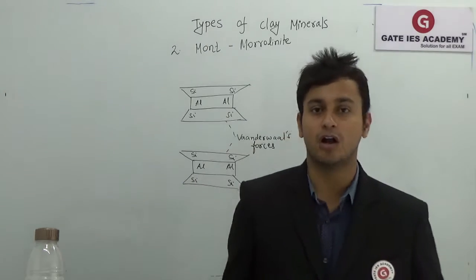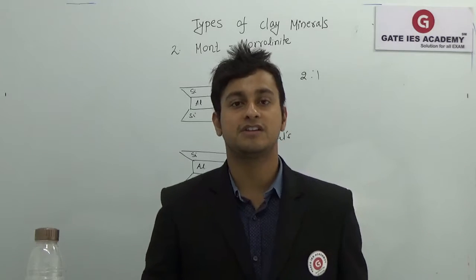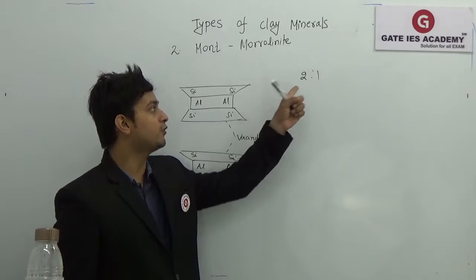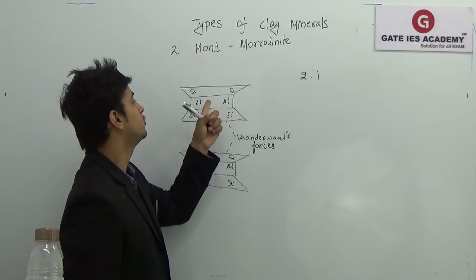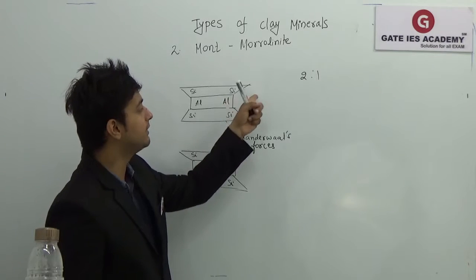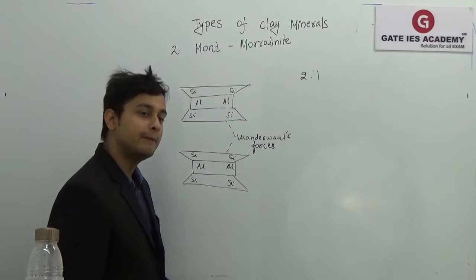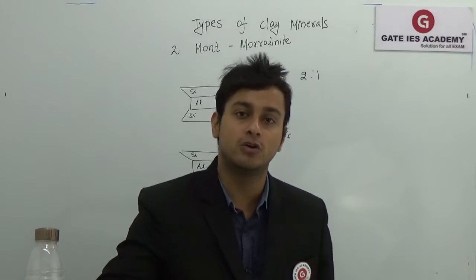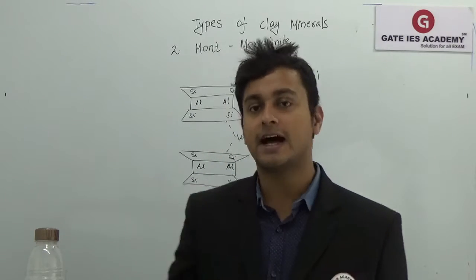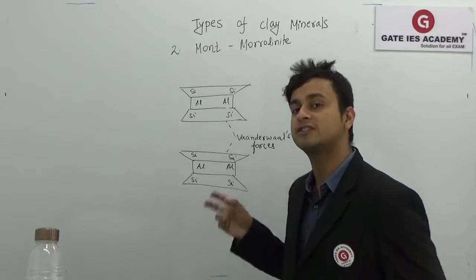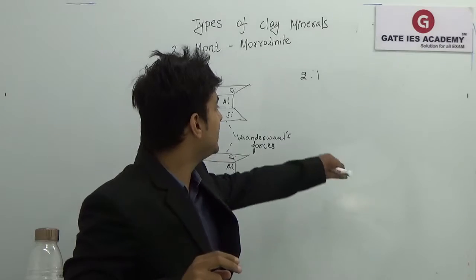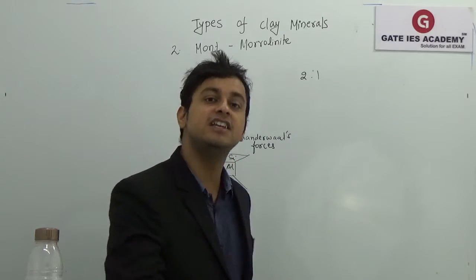Okay students, now let's move on to the next mineral, which is Montmorillonite. This is made up of 2:1, because one unit has 2 silica and 1 gibbsite sheet. So that 2:1 mineral will combine with another 2:1 mineral, and that will form Montmorillonite. The most important point over here is that these are held by weak van der Waals forces. Van der Waals forces are very weak forces, so they are very easily breakable. So water can enter the system very easily.